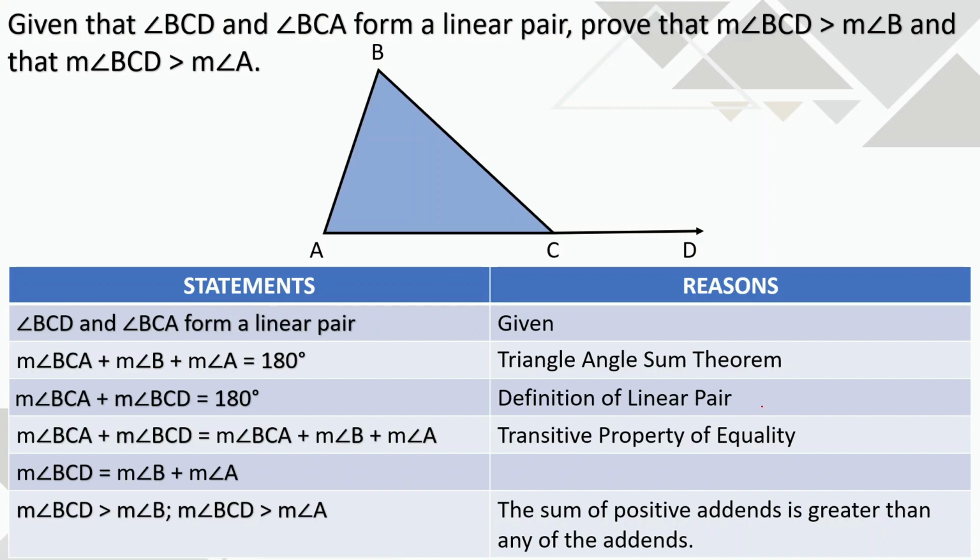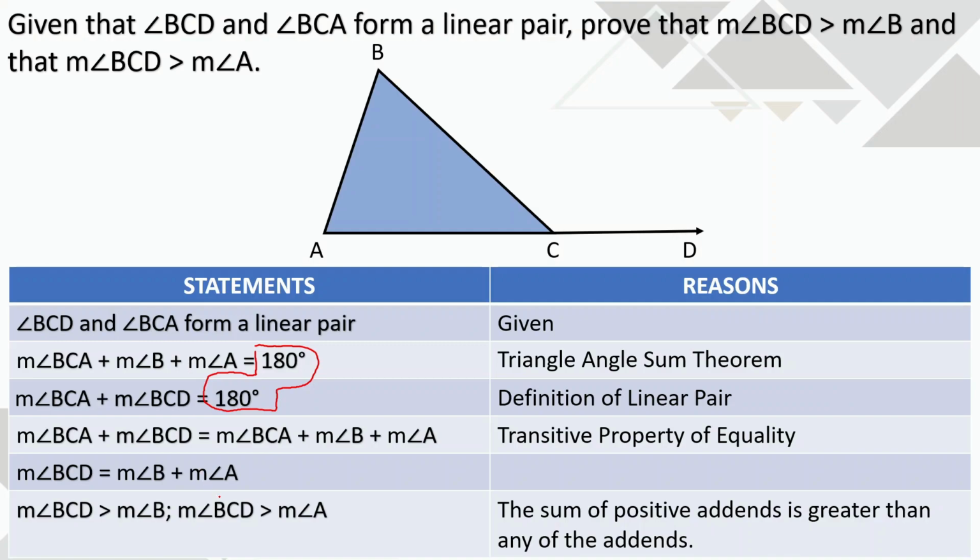The transitive property of equality states that if two values are equal to the same value, then those two values are equal. Using the second and the third row, the second says angle BCA plus measure of angle B plus measure of angle A equals 180 degrees, whereas the third row says measure of angle BCA plus measure of angle BCD is equal to 180 degrees. They are both equal to 180 degrees, and therefore we can equate the two of them. That's why we have the fourth row.